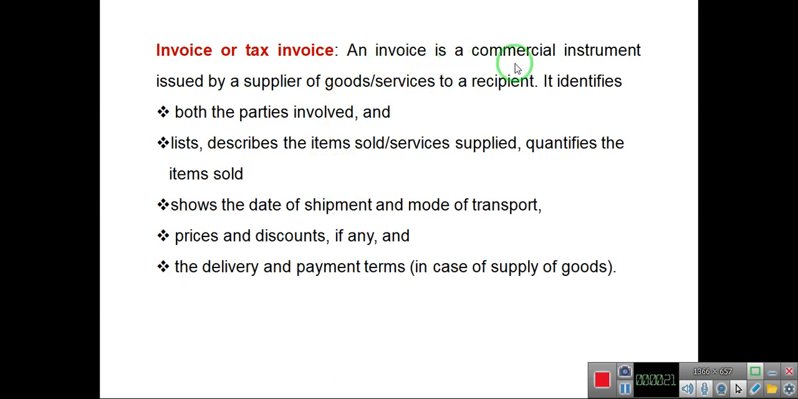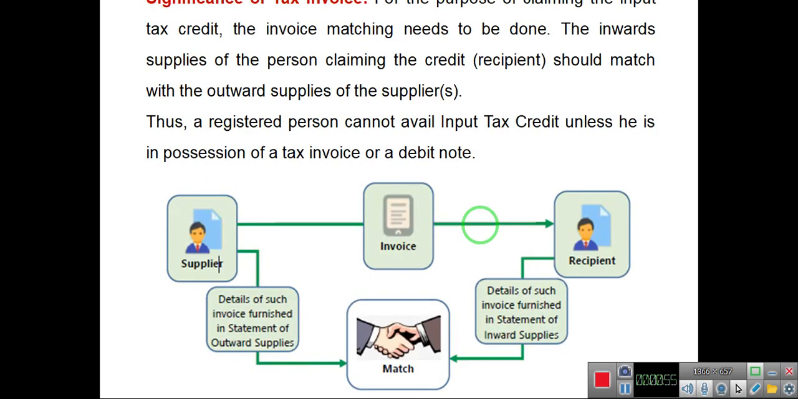An invoice is a commercial instrument issued by a supplier of goods or services to a recipient. An invoice identifies both the parties involved, that is the supplier and the recipient, describes the items sold or services supplied, quantifies the items sold, shows the date of shipment and mode of transport, and also specifies the prices and discounts if any, and the delivery and payment terms.